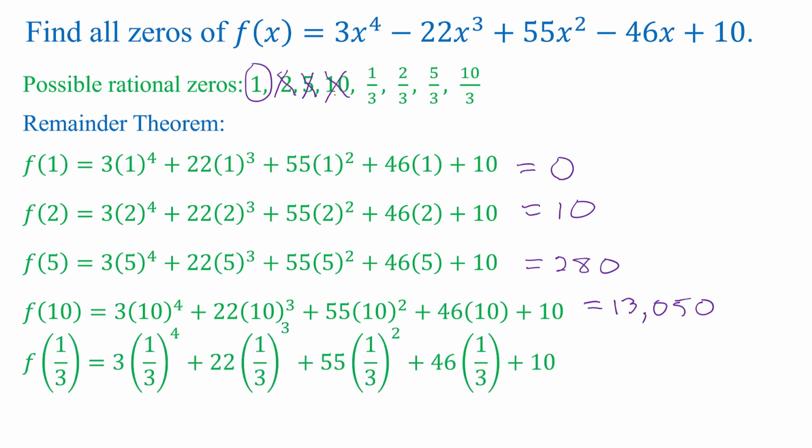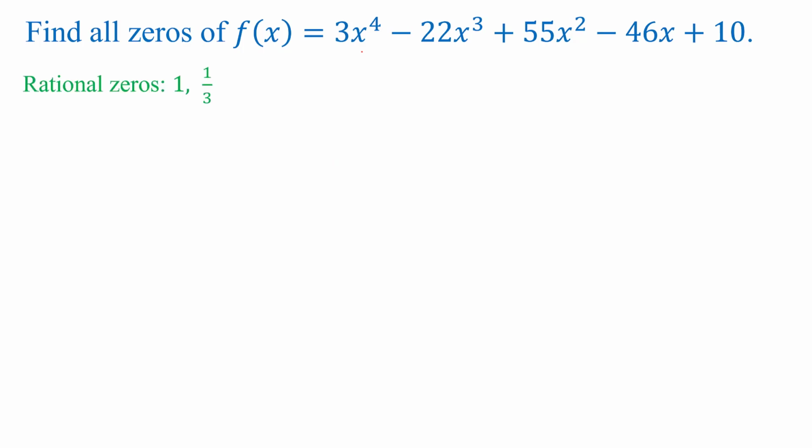We move on to 1/3. f of 1/3 does equal 0, and so 1/3 is a zero. And I think having 2 zeros, we can move on from here. So to find all the zeros, we have the rational zeros of 1 and 1/3 so far. We're not going to necessarily test them, but we're going to use these rational zeros in the synthetic division process. First of all, I'm going to divide x minus 1 into f of x.